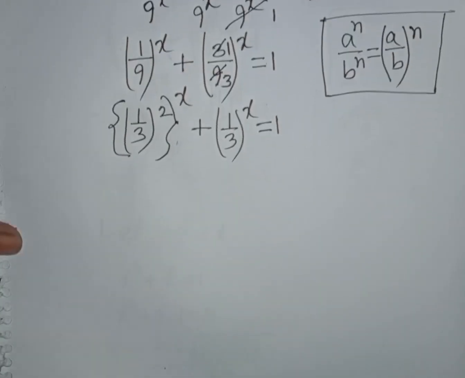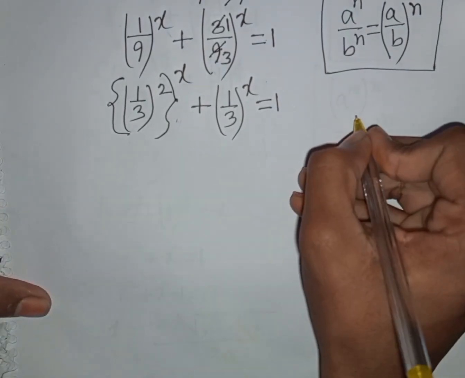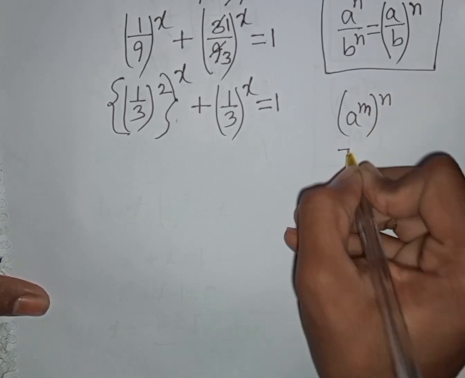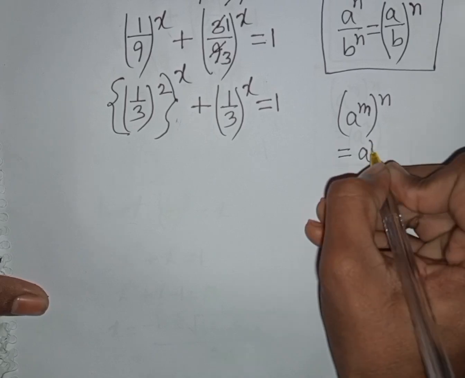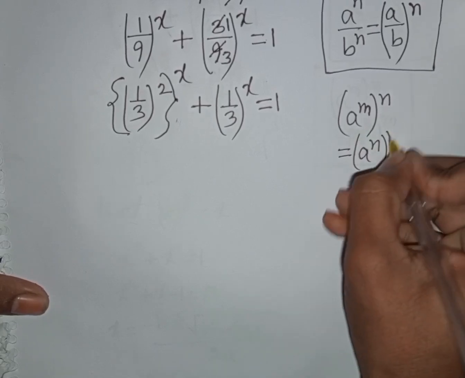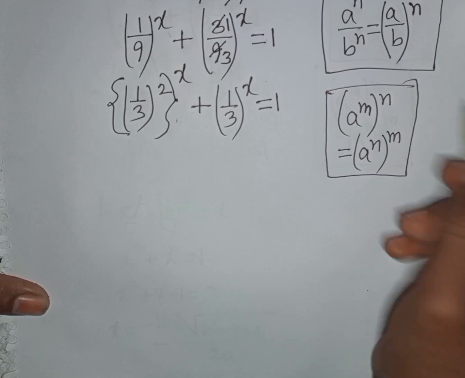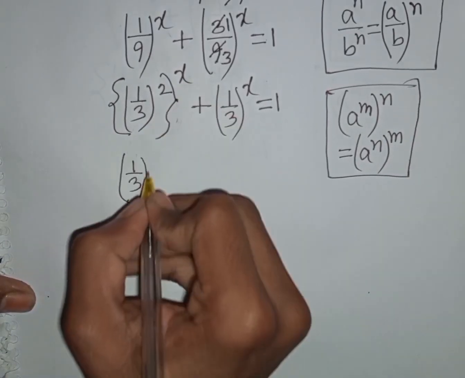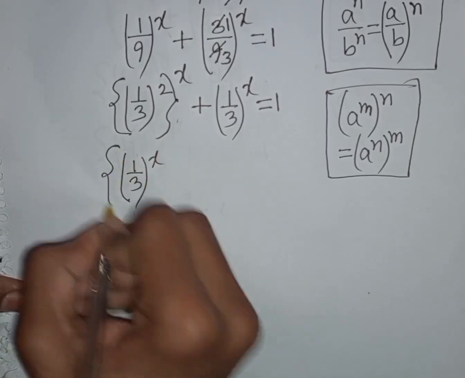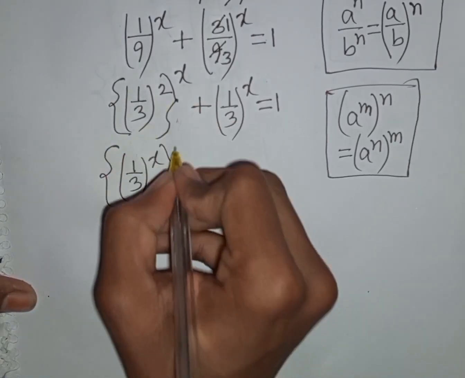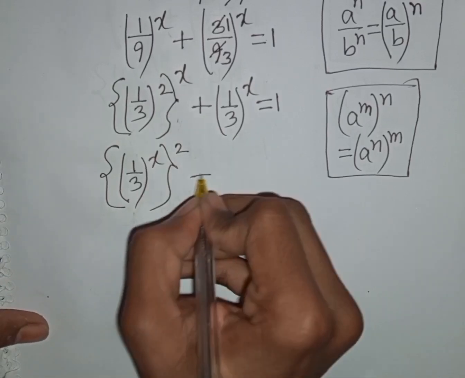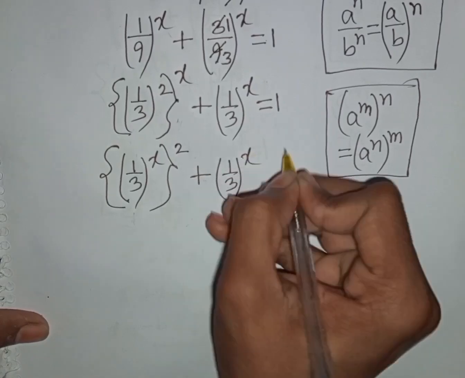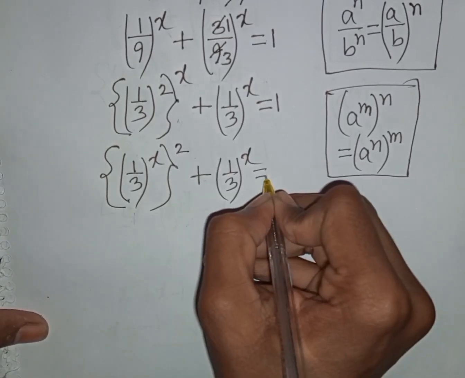Now here you can apply this exponential rule that (a power m) bracket power n is equal to (a power n) bracket power m. So according to this rule I can write here ((1 by 3) bracket power x), then second bracket power of 2, then plus (1 by 3) bracket power x is equal to 1.